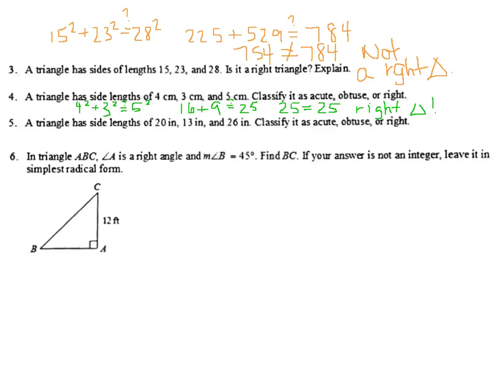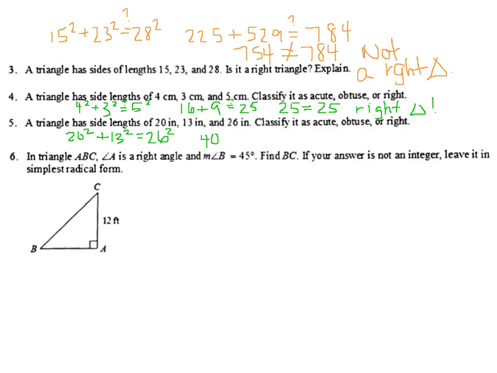And we're going to do number 5. Number 5 is very similar again. I have to set up the same type of thing, so I'm going to take 20 squared plus 13 squared equals 26 squared. Now, what's very important is that you make sure you always take the longest measure, and that's going to be on the right side of your equation. That's your C value. So your longest side, you always have to put on the right side by itself.